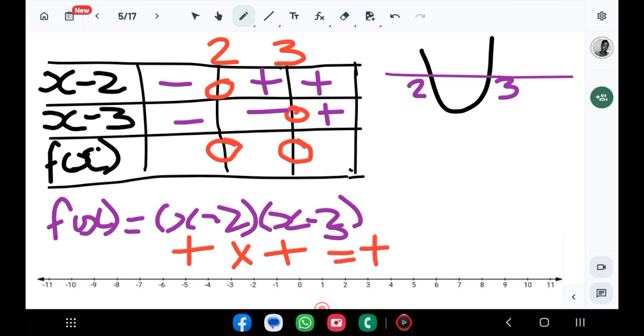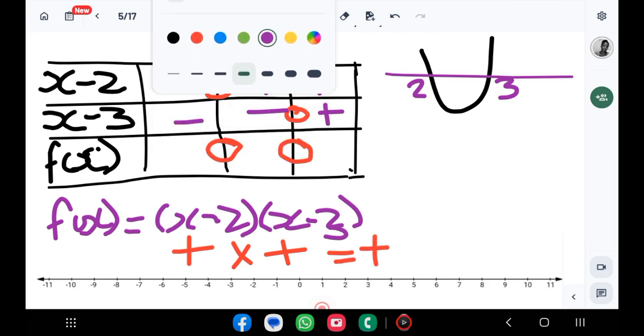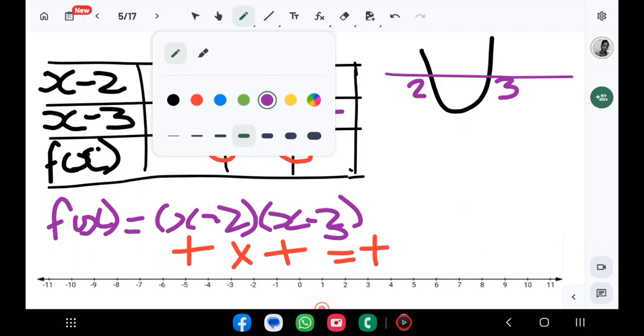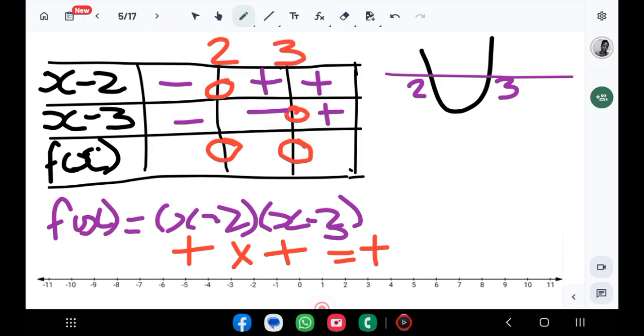So to the right, that is positive. Okay, let's use red. To the right, that is positive. Between 2 and 3 in this region, your x minus 2 is positive and your x minus 3 is negative. So you multiply positive by negative, and that gives you negative. So in this region, it's going to be negative. That's your f of x.